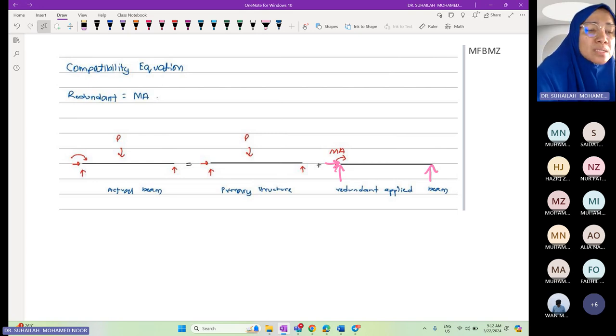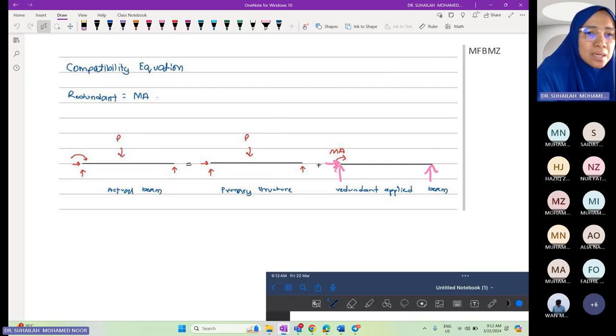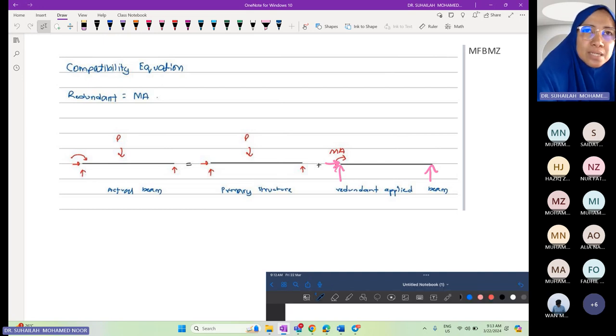Okay. So both are the same structure. Primary structure, redundant structure, dua-dua sama. Kalau primary structure tu cantilever beam, redundant structure also cantilever beam. Please remember that. Dalam exam selalu soalan ni macam soalan wajib ditanya. Minta student draw primary structure, draw redundant structure. Tetapi still ada yang draw salah ataupun dia just tinggal. Sedangkan ini memang nak bagi markah free.